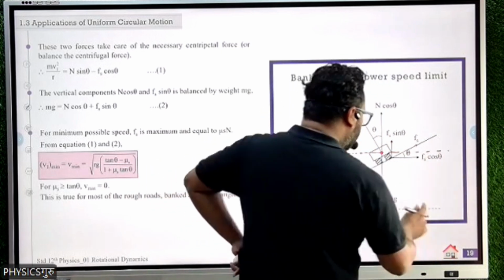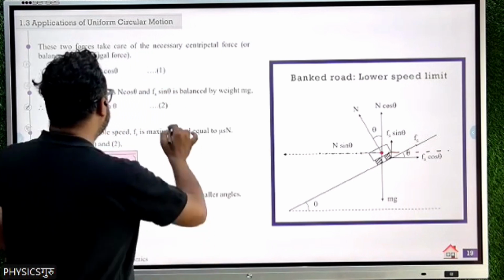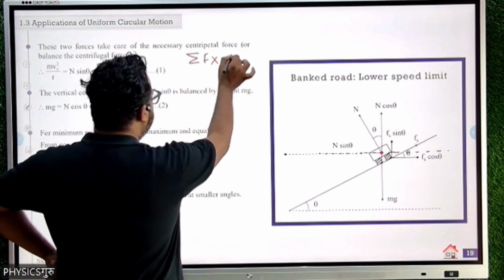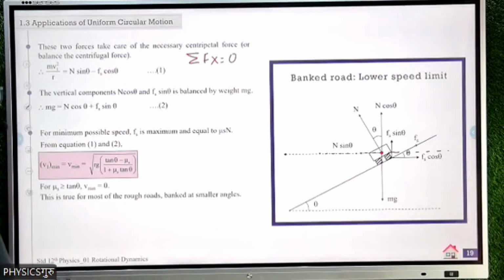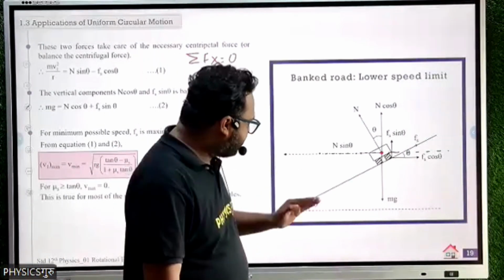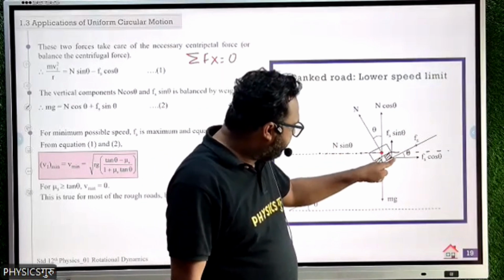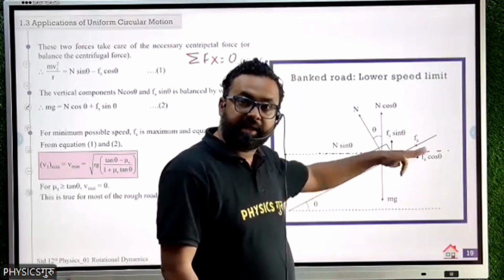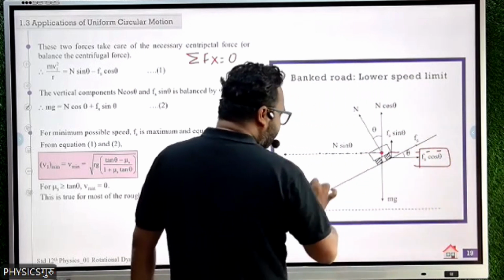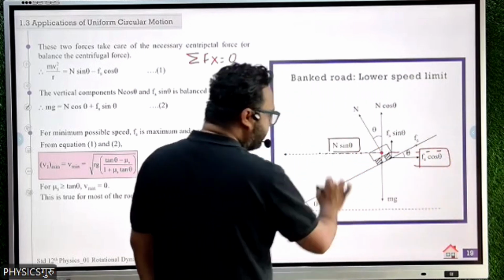So how many forces are acting along the x-axis? Summation of Fx is equal to 0. Along the x-axis, we have Fs cos theta acting along the x-axis. So this one, Fs cos theta. Then we have N sin theta that is acting.